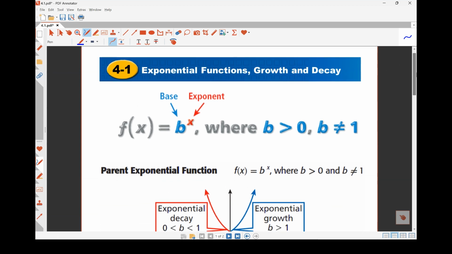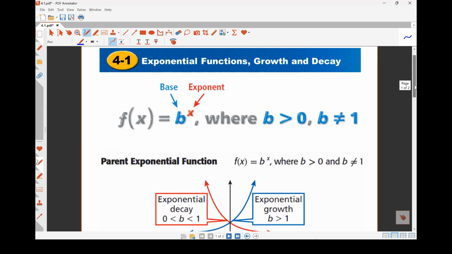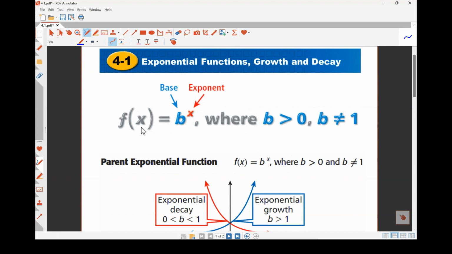Hello guys, in this video I will be explaining exponential functions, exponential growth and exponential decay. Let's take a look at what an exponential function is. It is a function that can be written as b to the power x. b is a base, which is a fixed number. x is an exponent, which is varying.